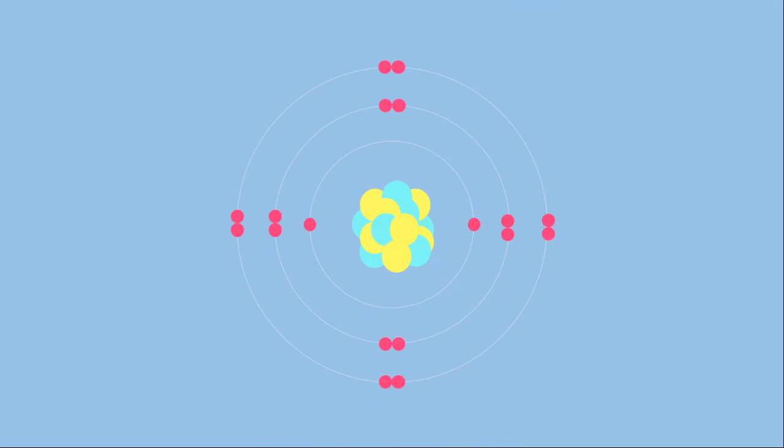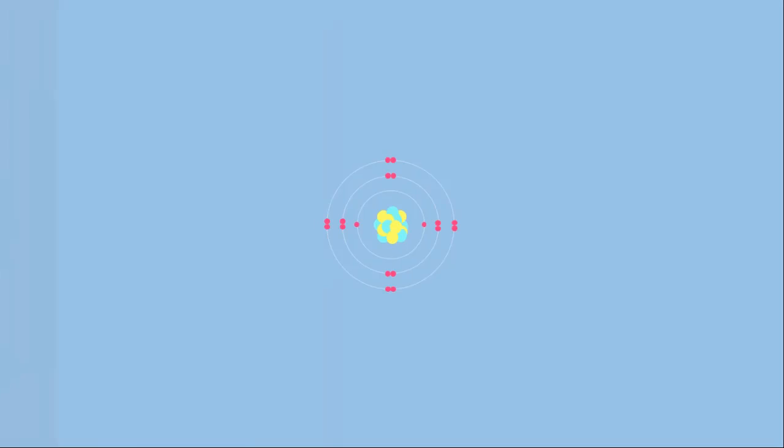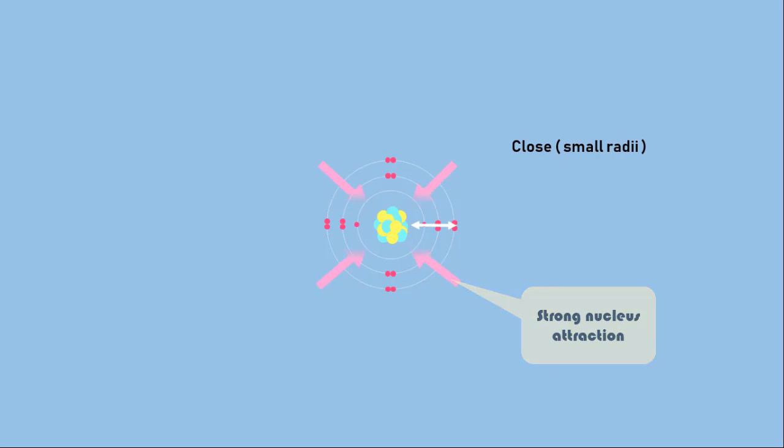Factor 2. Atomic radii. The further the distance between the nucleus and valence electrons, the lower the electronegativity, and vice versa. When the atomic radii is small, it means that the nucleus is very close to the valence electrons, and the nucleus attraction force experienced by the valence electrons is significantly strong compared to the valence electrons of atoms with bigger atomic radii. In conclusion, another electron can be easily attracted into atoms of smaller atomic radii.